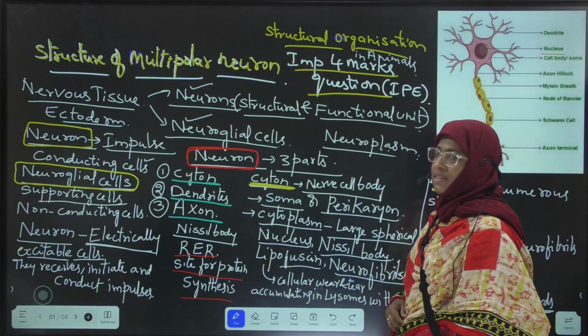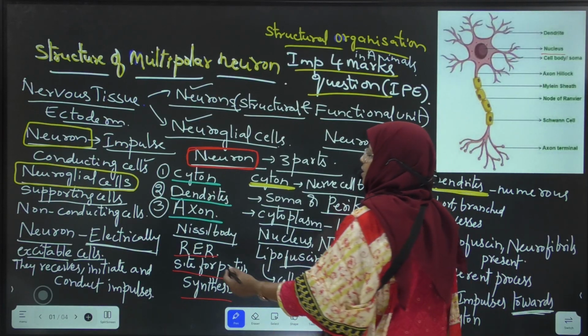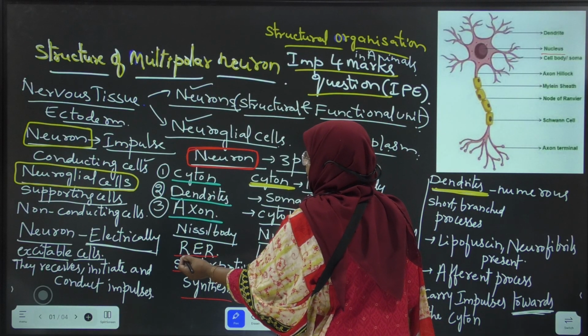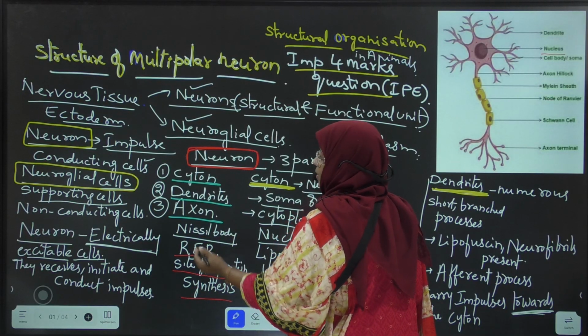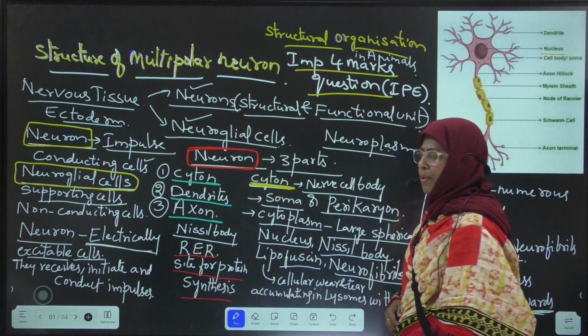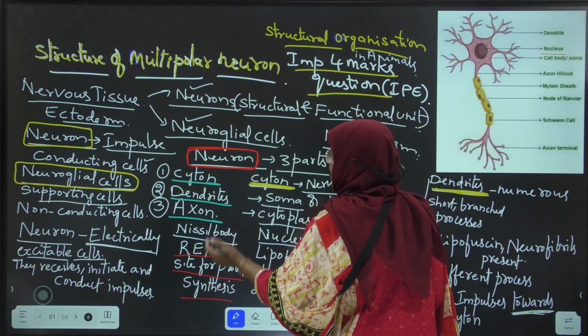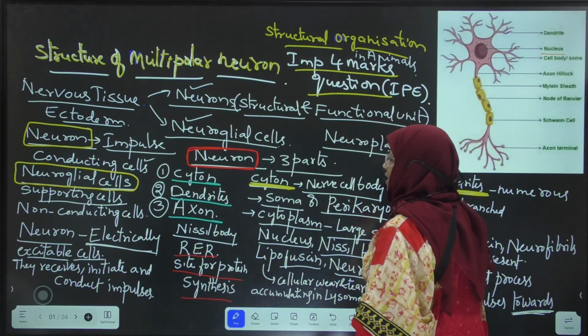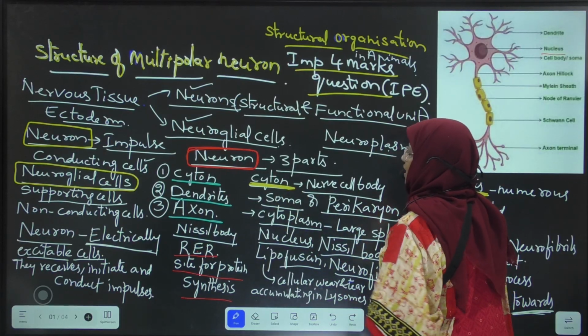Protein synthesis takes place in Nissl's bodies. Nissl bodies represent rough endoplasmic reticulum, and these are sites for protein synthesis. This is about the Nissl body, which is present in the cytoplasm of the cyton.